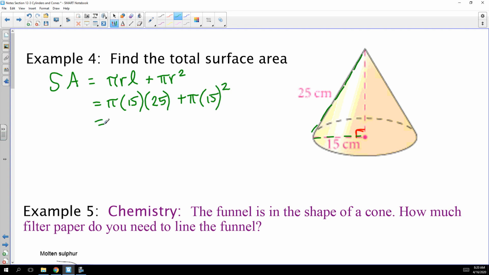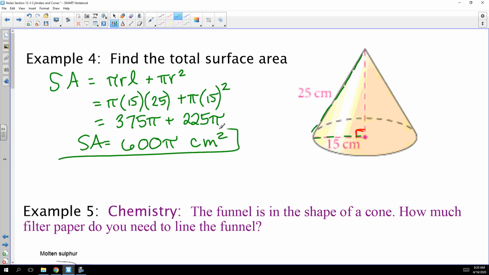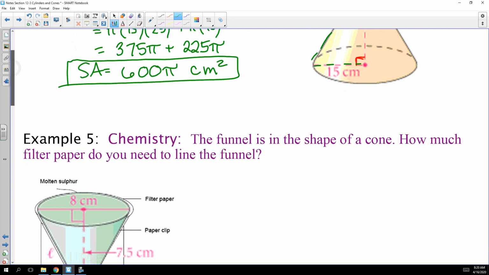Got it? So 25 times 15 is 375 pi plus 225 pi, which will give you 600 pi centimeters squared. Just talking about surface area. And you weren't asked to approximate, so I'm just going to leave it as exact as possible. I'm probably only going to approximate when I'm asked to do so.